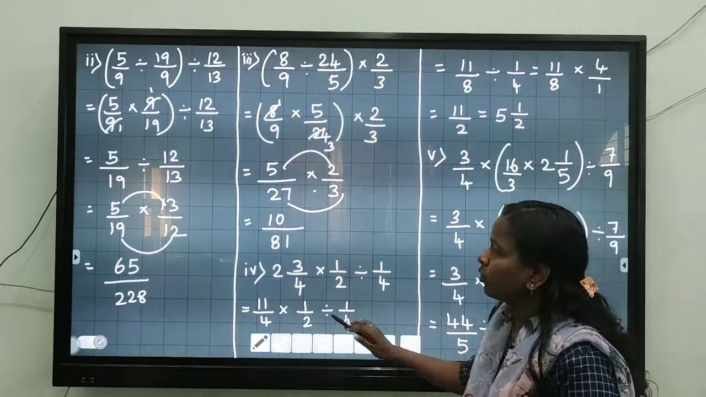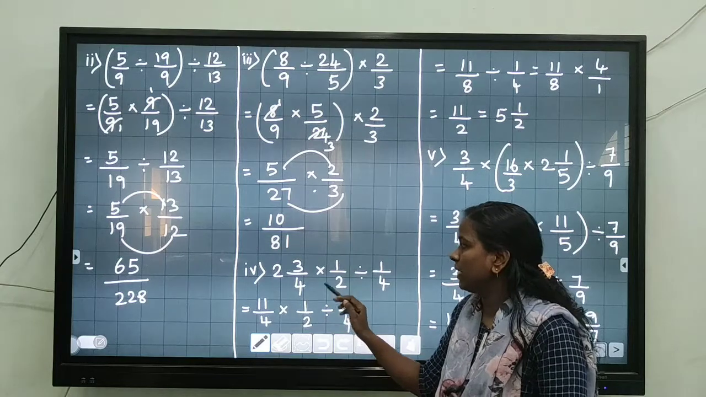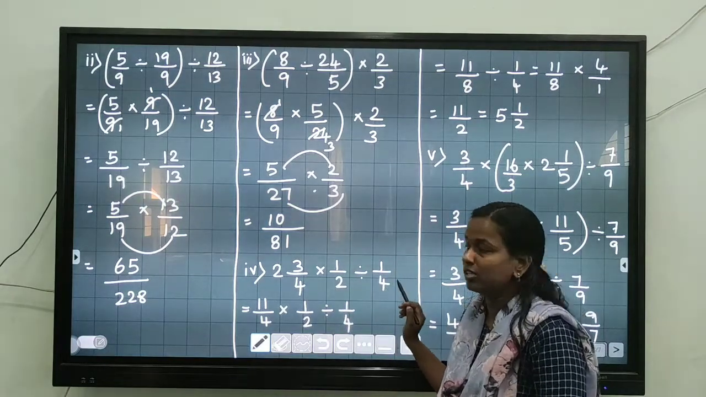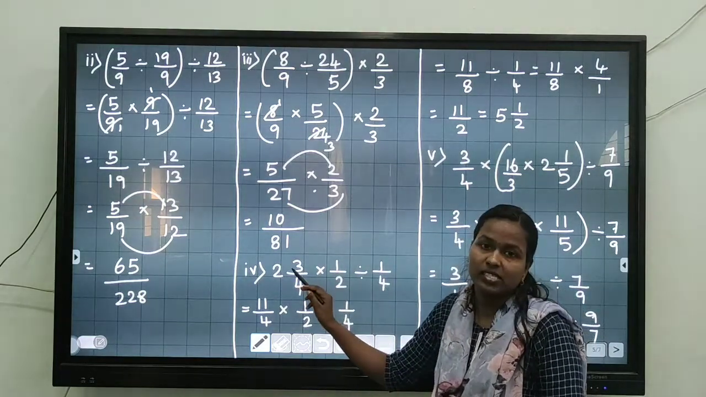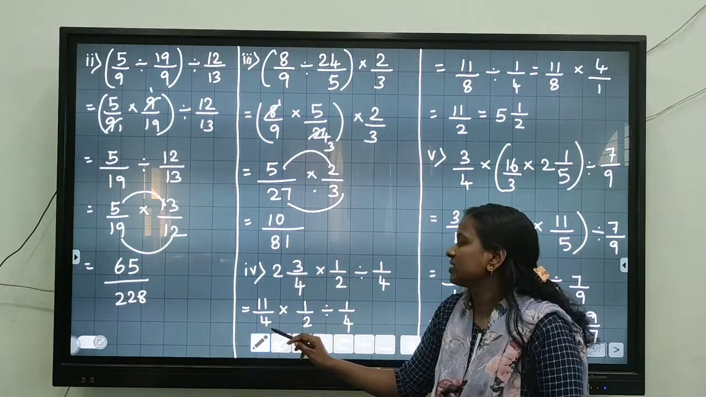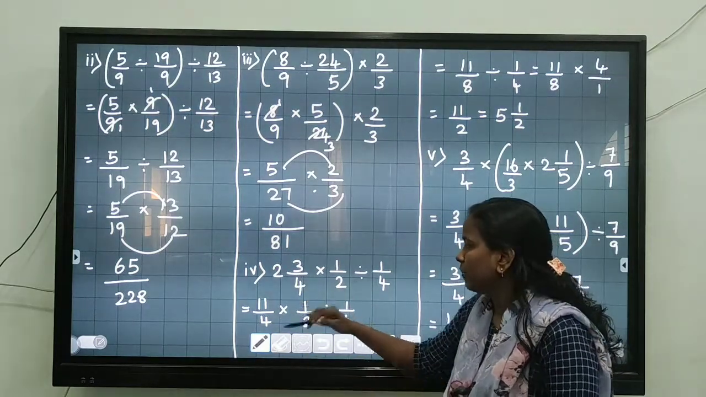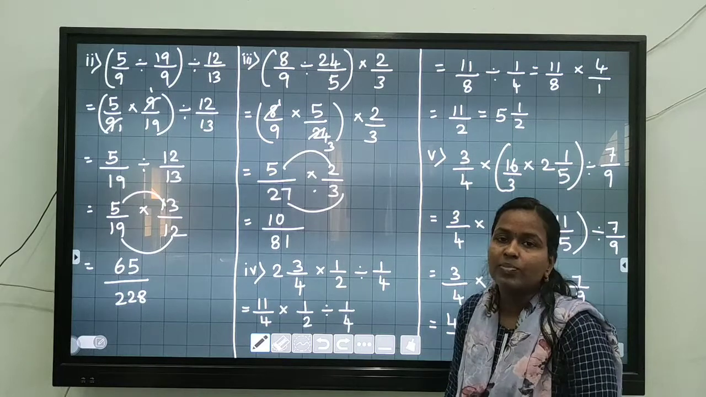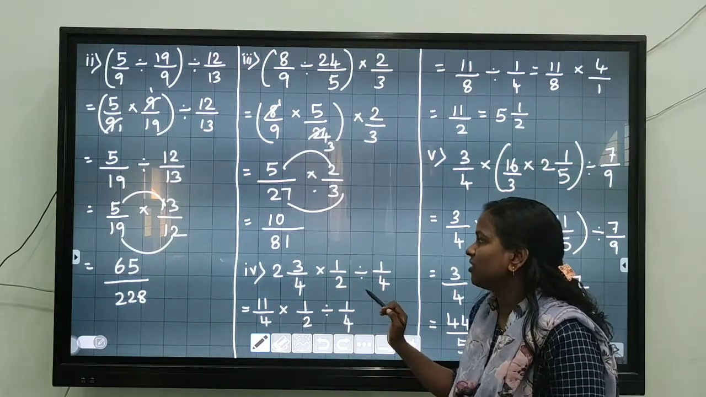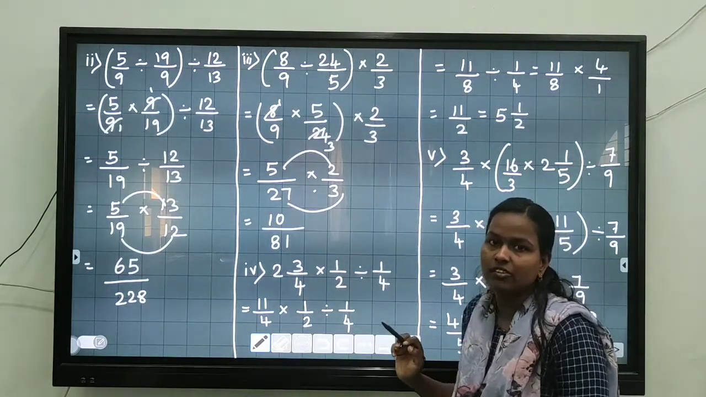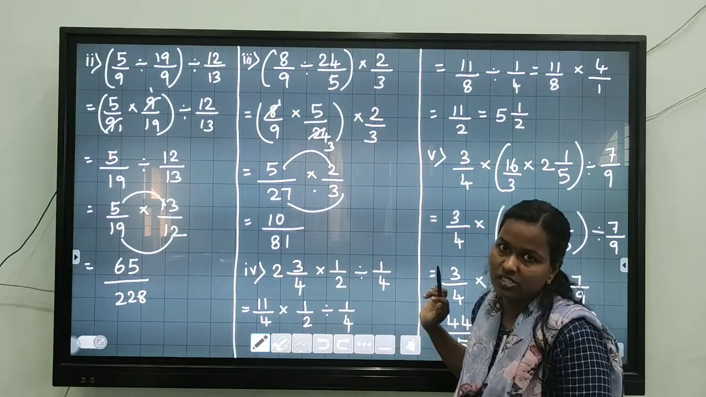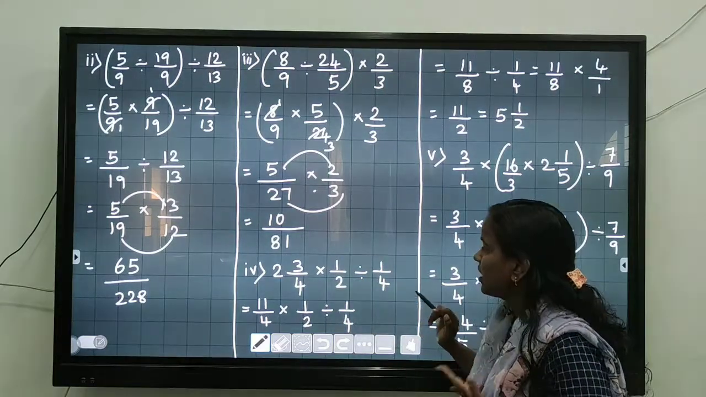Using that one only I am going to solve this one. 2 of 3 by 4 multiply 1 by 2 divided by 1 by 4 is given. First I am going to change this mixed fraction into a fraction. So I am getting 11 by 4. I am writing all the remaining terms as it is. I told, if mixed fraction is given, one multiplication, one division is given, so only multiplication and division are given. So we can solve this one from left side.